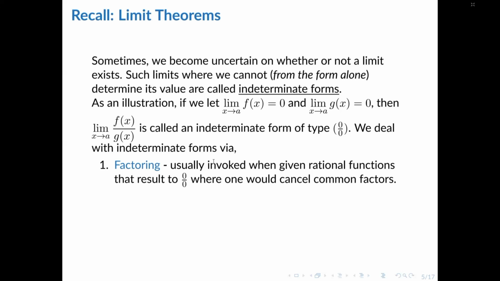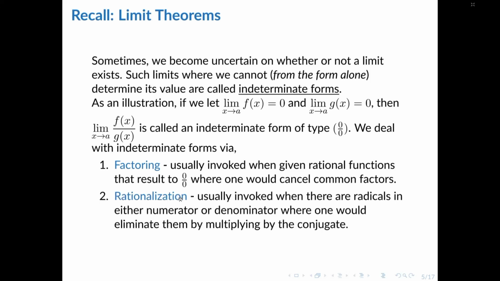So the first method is factoring. This is usually invoked when given rational functions that result in 0 over 0, where one could cancel common factors. And the other method is rationalization, usually invoked when there are radicals in either the numerator or denominator, where one would eliminate them by multiplying by the conjugate.